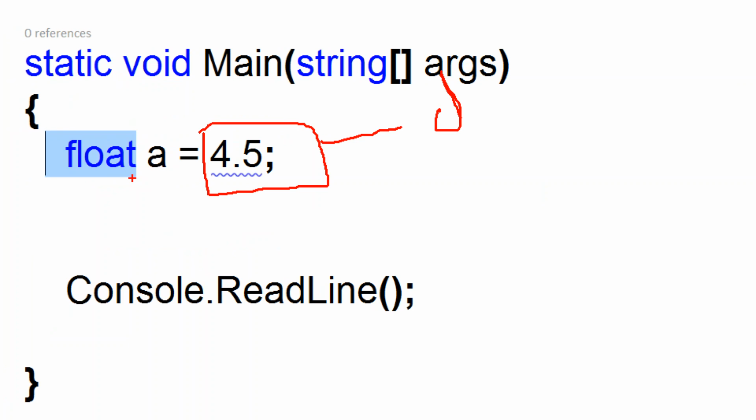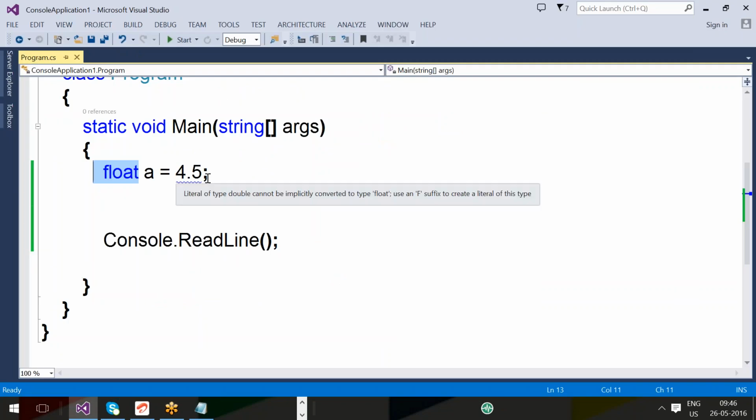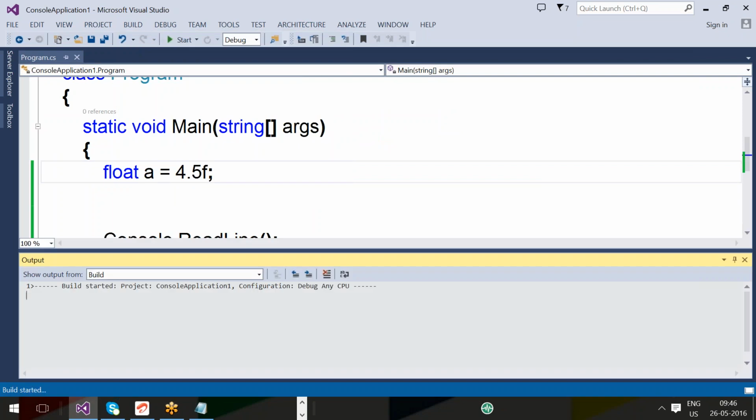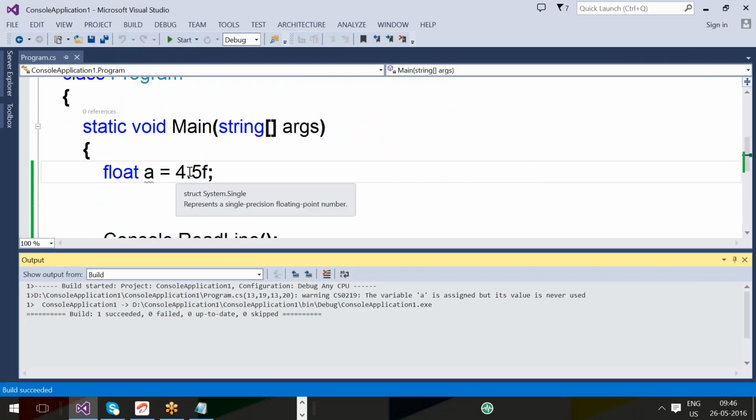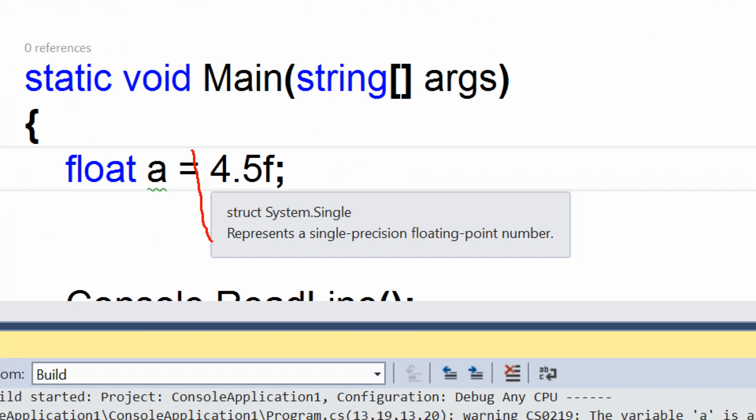But the double value you are assigning into float variable, so it is a mismatch. Due to that reason, it is clearly telling that if you want to assign this data, use F suffix, means postfix, either capital F or small f. Now you can see the error is overcome. It shows that it is a type of Single. Single is the base type of float. Now it is float on RHS and float on LHS. That's why we don't have any issues.